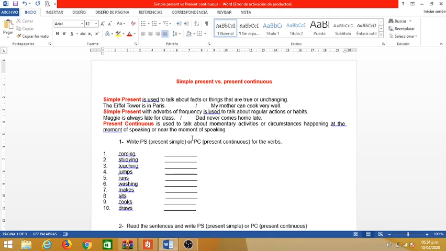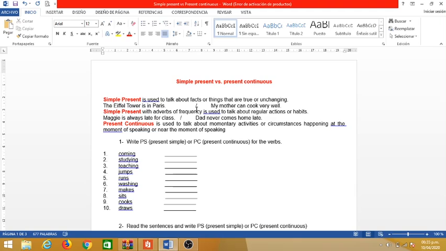As regards form, remember that in present simple we use the base or the infinitive verb in affirmative form for I, you, we, and they. But when we have he, she, or it, the verb changes, adding s, es, or one of the rules that you already know.